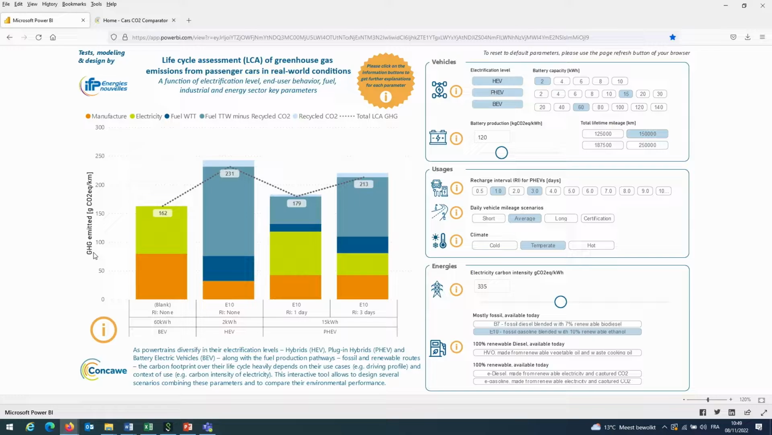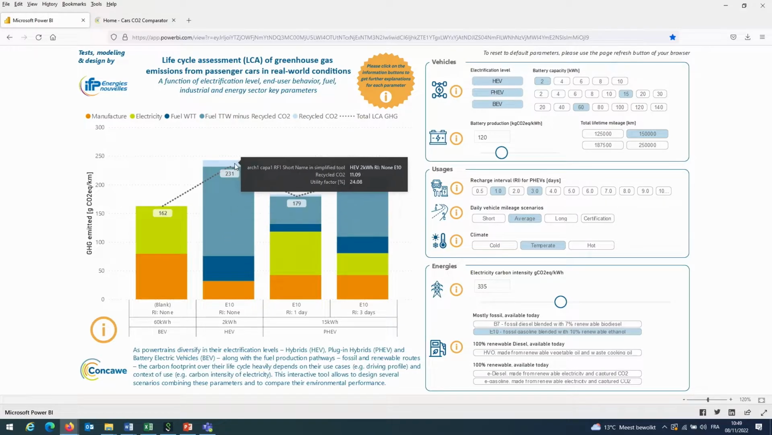Here are expressed the life cycle emissions, expressed in grams of CO2 equivalent per kilometer. And you can read stacked bars, each of the color corresponding to one aspect of the life cycle emissions. The orange bar is related to the emissions during the manufacture of the vehicle. The green bar is related to the emissions coming from producing the electricity. The dark blue bar corresponds to the emissions of producing the fuel.